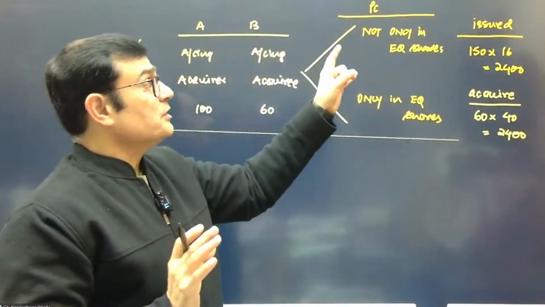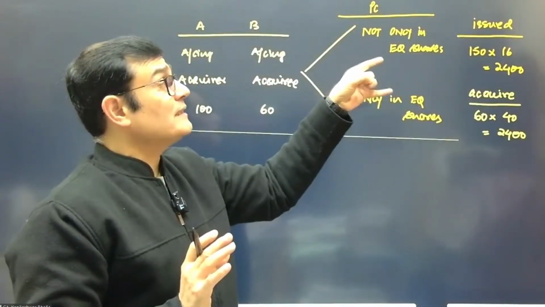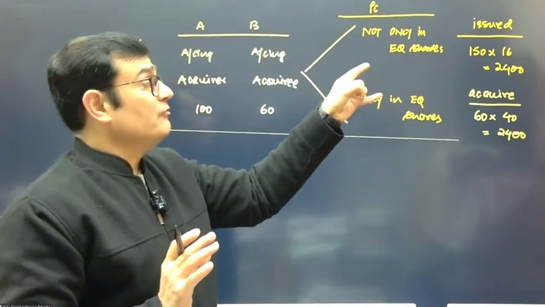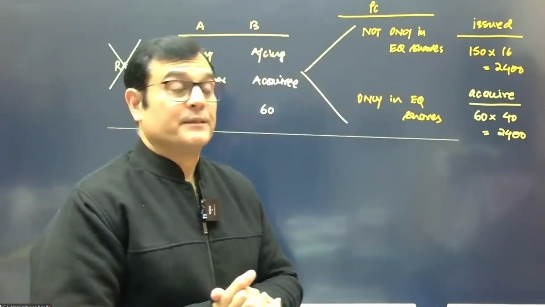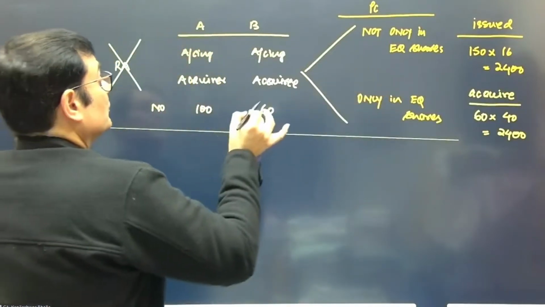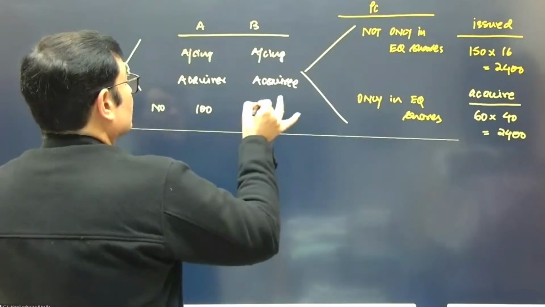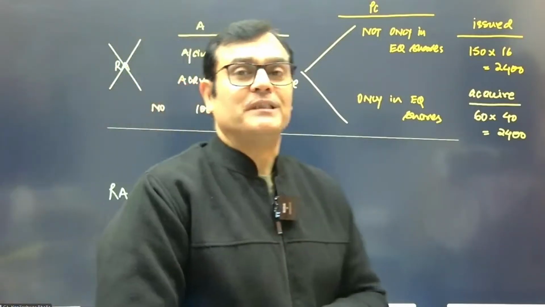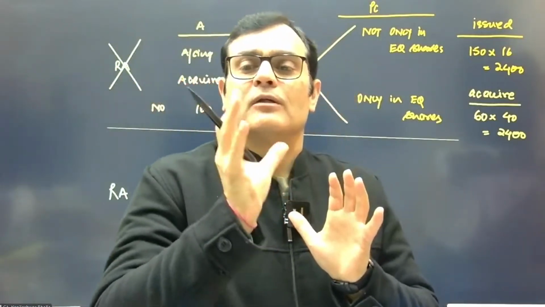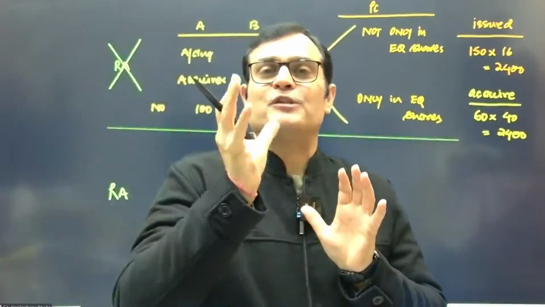That when the consideration is not in shares, see what is given. And if it is only in equity shares, see what you get. So by issuing 150 shares, you get the control over the 60 shares of B. So you get a control over 60 shares by issuing 150 shares.